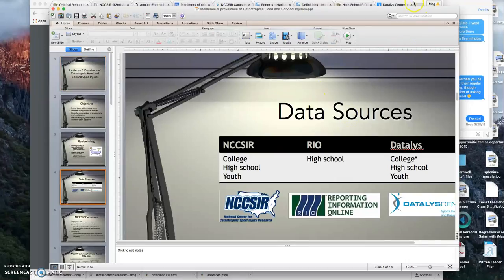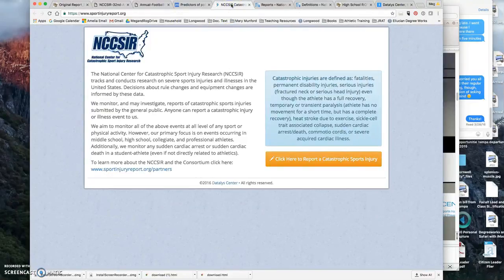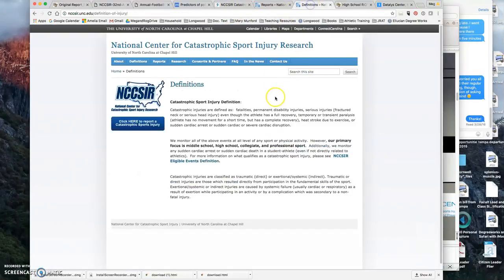So let's exit out of here and take a look at a couple things. I want you to know these websites and know a little bit about these organizations. All right, so here is the NCCSIR site. It's hosted at UNC Chapel Hill. It's been hosted there since the mid-1960s, and it's one of the most important injury research epidemiological data sites in the country. That's one of the reasons we're making such a big deal out of it.